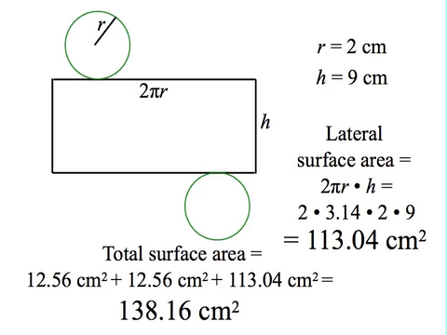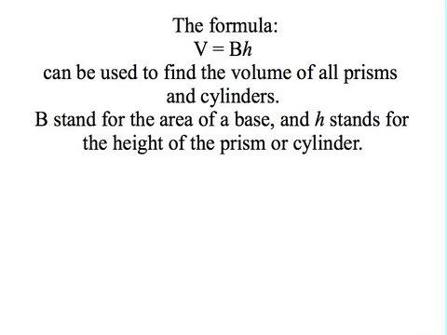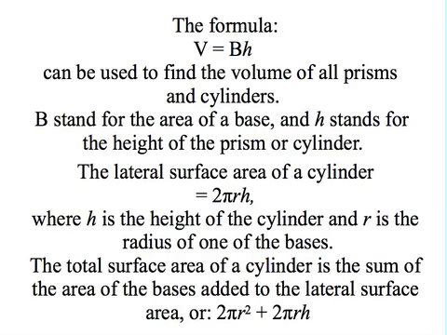The formula V is equal to BH can be used to find the volume of all prisms and cylinders. Capital B stands for the area of a base, and lowercase h stands for the height of the prism or cylinder. The lateral surface area of a cylinder is equal to 2 pi r h, where h is the height of the cylinder and r is the radius of one of the bases.